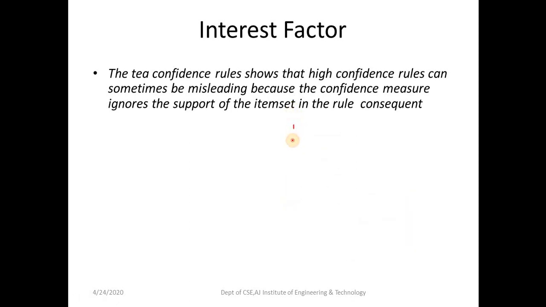Suppose I have a rule A implies B. How is the confidence calculated for the rule A implies B? It is the support of the item set A union B divided by the support of A. This is how we are calculating the confidence.